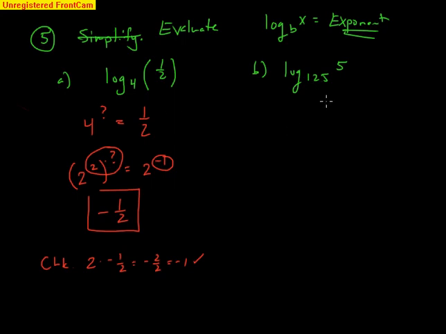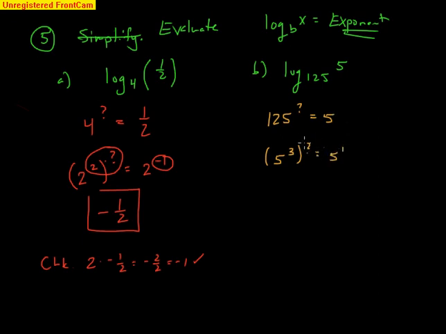Okay. Next one. Over here, log base 125 of 5. Again, we take 125, the base, to what exponent gives you 5? Well, here, you're taking a big number and making it smaller. So, potentially, we need to use either a negative or a fraction power. Okay? Well, let's write this in terms of 5. 5 cubed to what power gives you 5 to the first?